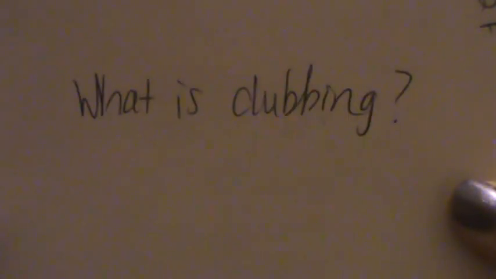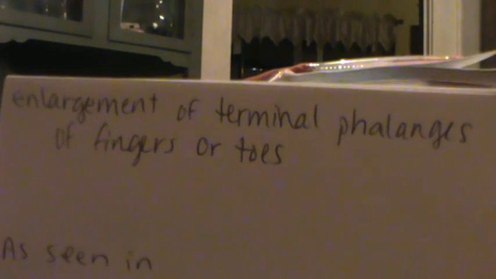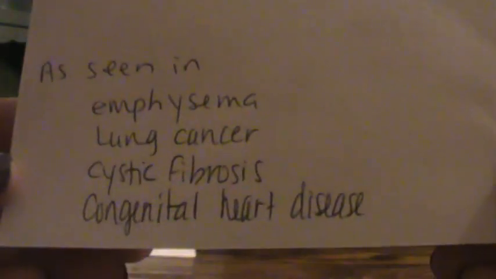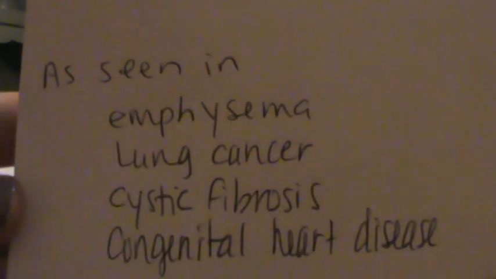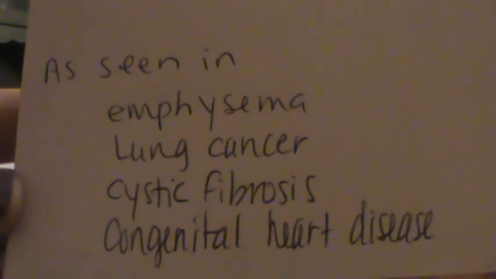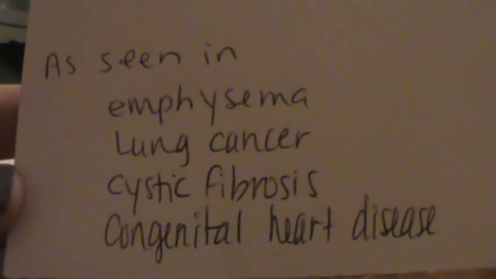What is clubbing? Clubbing is enlargement of the terminal phalanges of the fingers or toes. Clubbing can be seen in emphysema, lung cancer, cystic fibrosis, or congenital heart disease.